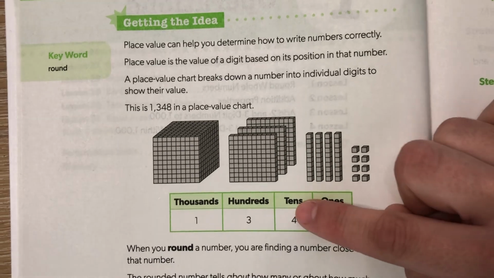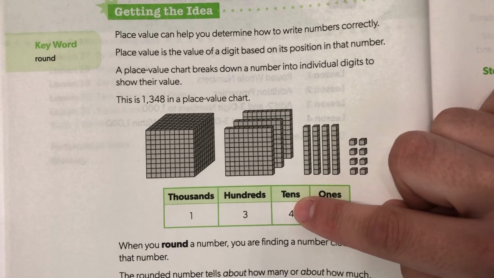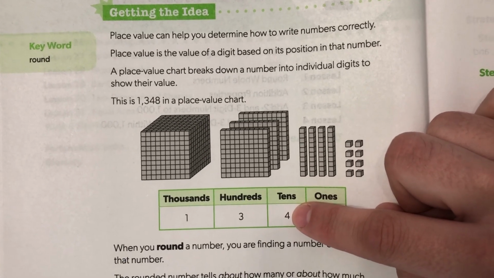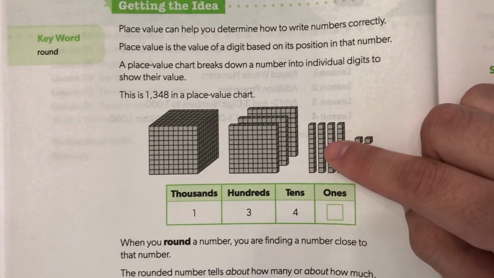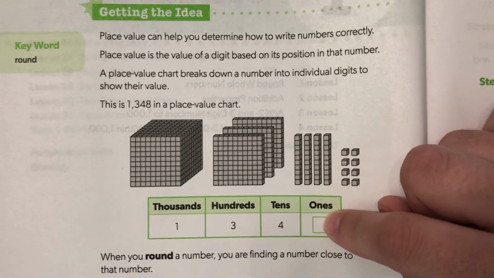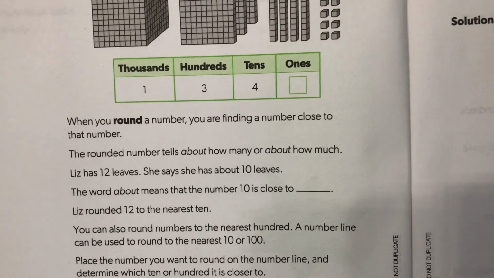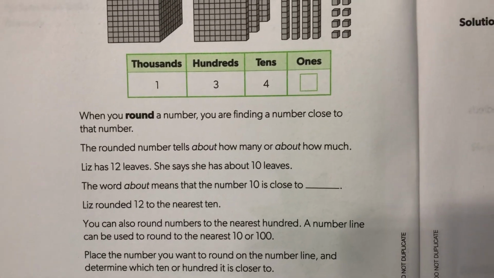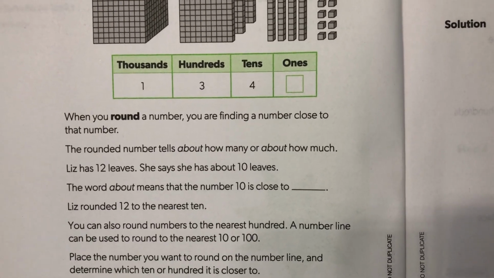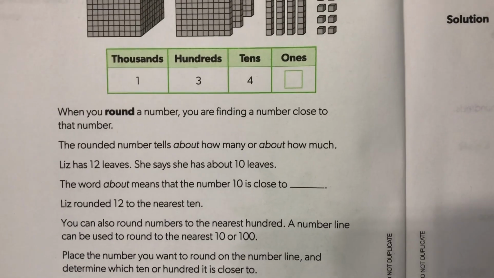Now, one thing to remember is that 4 tens would actually mean that it's 40 ones. 300s would be 300 ones. When you round a number, you are finding a number close to that number. The rounded number tells about how many or about how much.